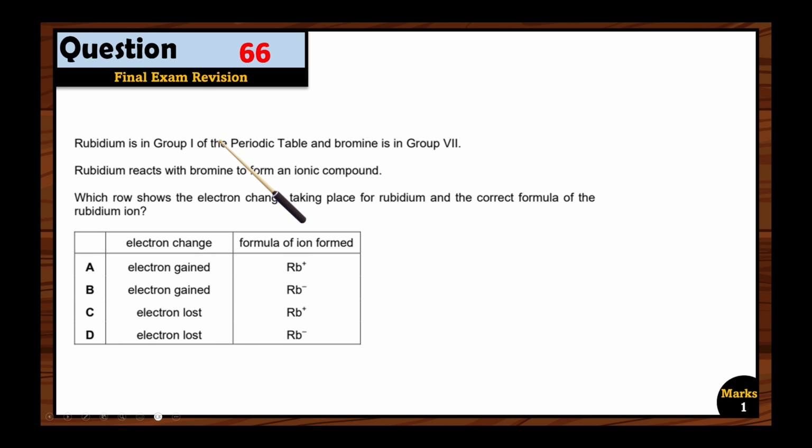If you see, rubidium belongs to group 1. What does it mean? It means it's a metal, so it will lose electrons, right? Metals always lose electrons. So let's see, electron lost we can see in C and D. So it means option C or D can be correct. Now the formula of the ion. Whenever an atom loses an electron, it will gain a positive charge. So rubidium should have a positive charge. So option C is right.